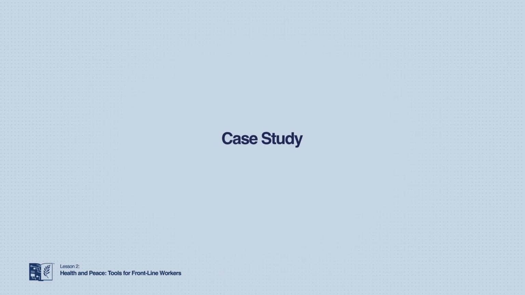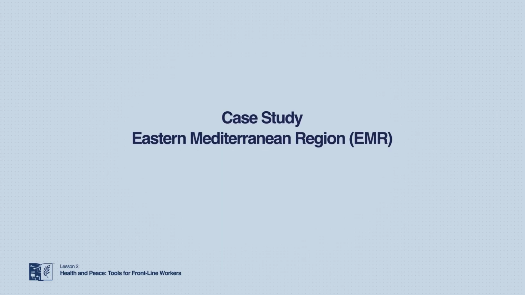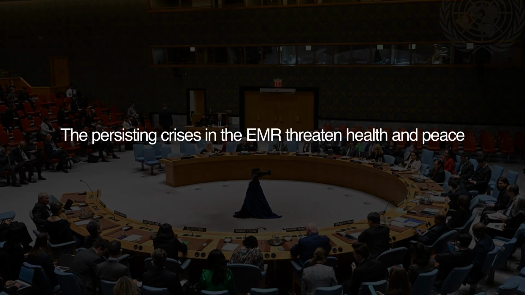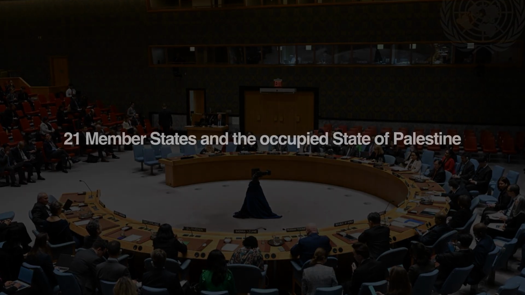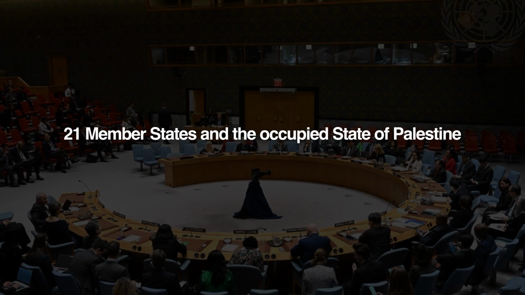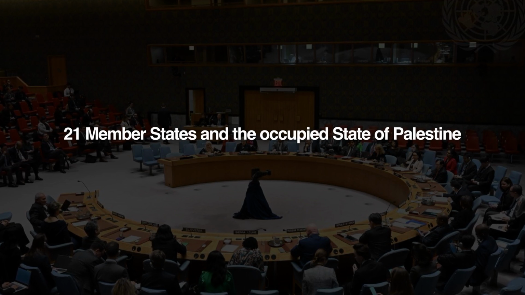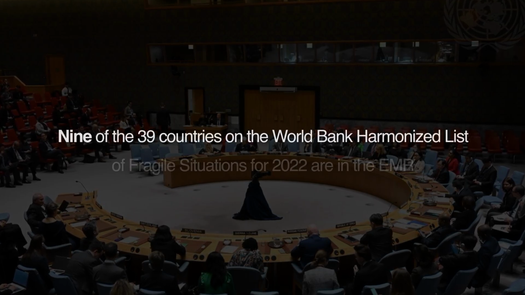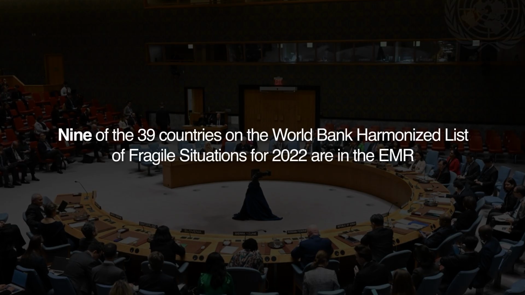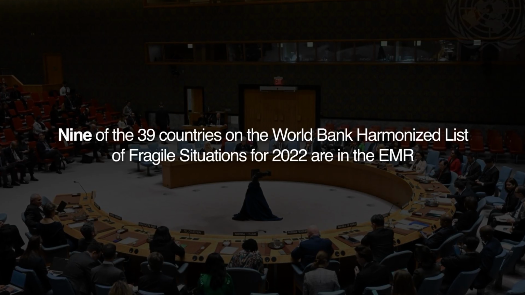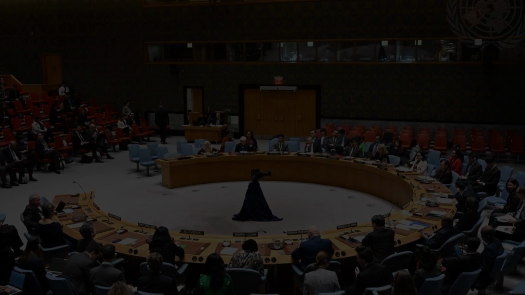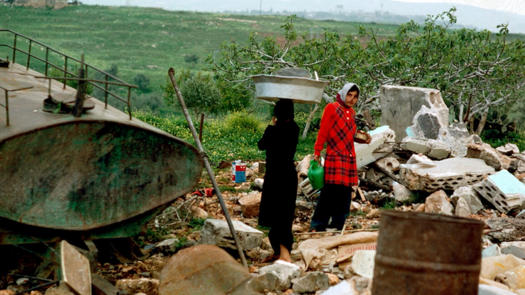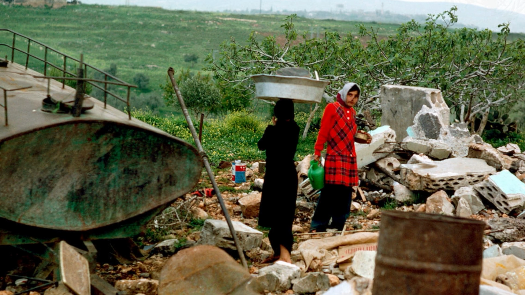Case study: the Eastern Mediterranean region, EMR. The persisting crises in the EMR threaten health and peace. The region comprises 21 member states and the occupied state of Palestine, and varies in income, political stability, and social stratification. 9 of the 39 countries on the World Bank Harmonized List of Fragile Situations for 2022 are in the EMR. The EMR faces an unprecedented scale of emergencies, mainly due to political conflict in several countries.